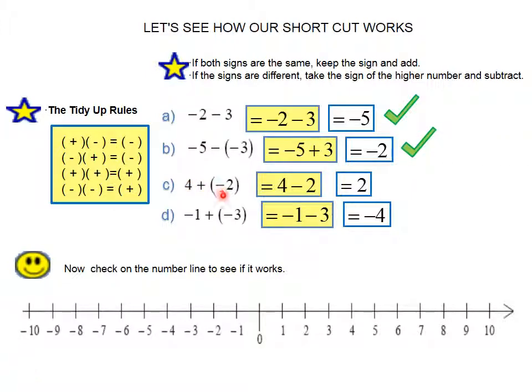4, add 2 units of cold water. So we should be going left. So we start at 4 and going left 2, we end up at +2. Our third answer is correct. Start at -1, add 3 units of cold water, so that means go left 3, we end up at -4. All our answers are correct, and our shortcut works.